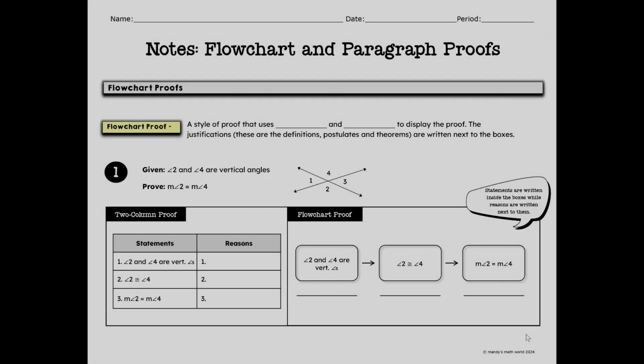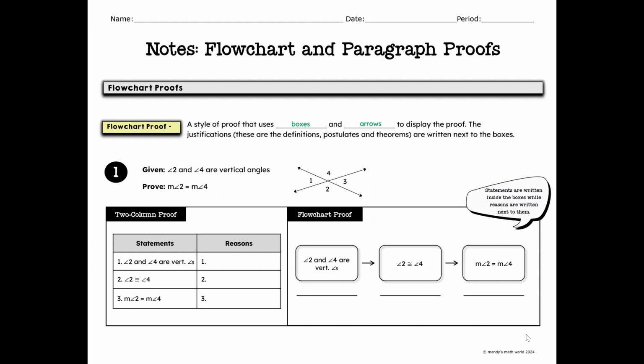Started on today's notes over flowchart and paragraph proofs. We have been using the two-column proof, which I happen to love. That's my favorite one. But now I'm going to introduce a new style of proof. A flowchart proof is a style of proof that uses boxes and arrows to display the proof.